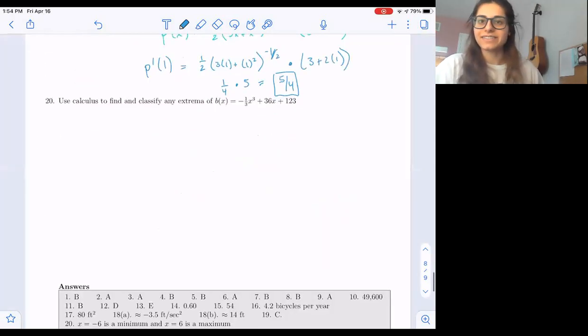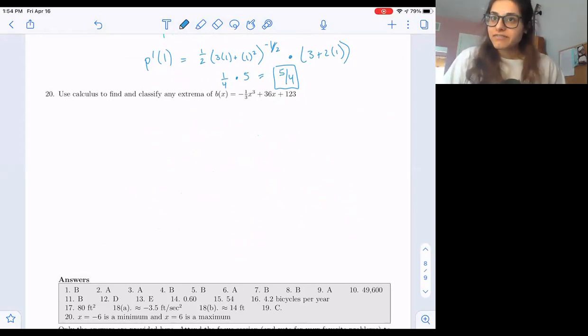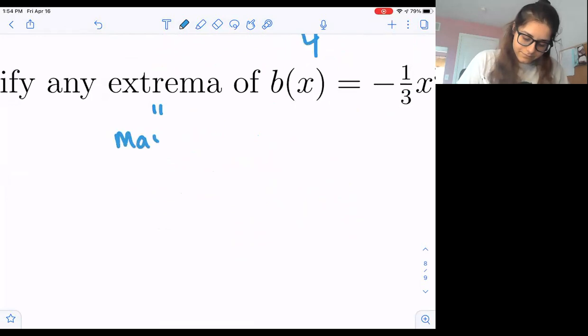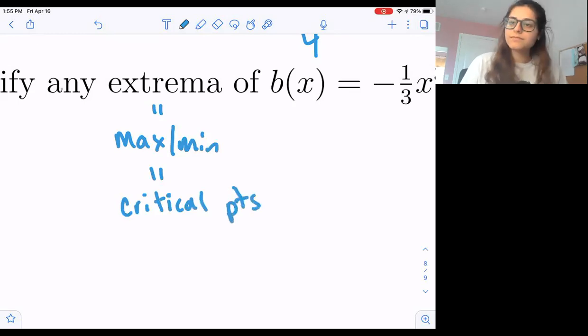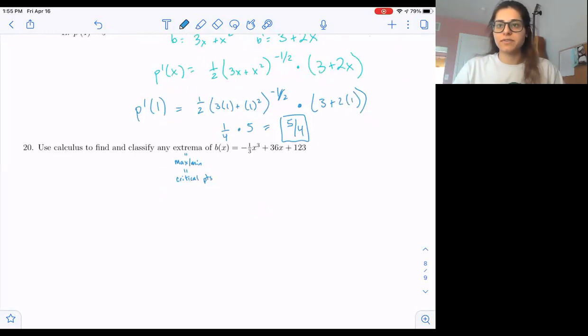All right, use calculus to find, I like how they specify that. Use calculus to find and classify any extrema of b of x equals that function. All right, so classifying extrema. Remember, extrema are critical points or maximums and minimums. So first thing to do is to take the first derivative.